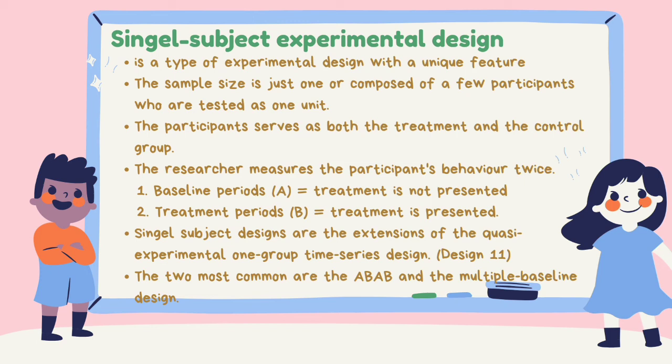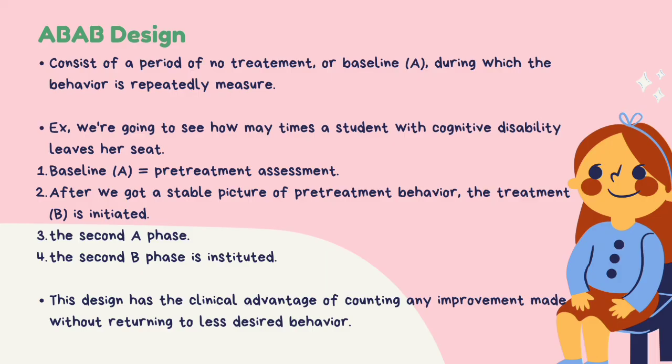Single-subject designs are an extension of the quasi-experimental one-group time series design, or Design 11. And the two most common are the ABAB and the multiple baseline design. What are they? ABAB design consists of a period of no treatment, or baseline A, during which the behavior is repeatedly measured.